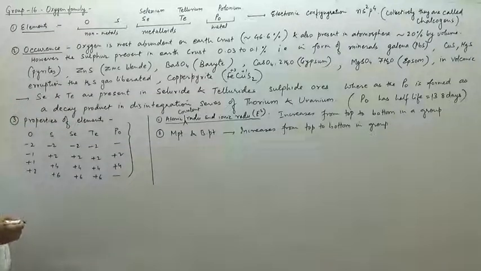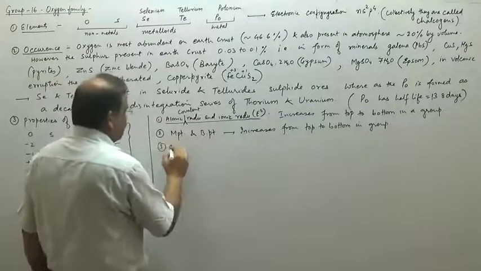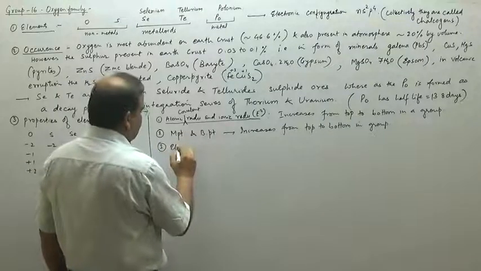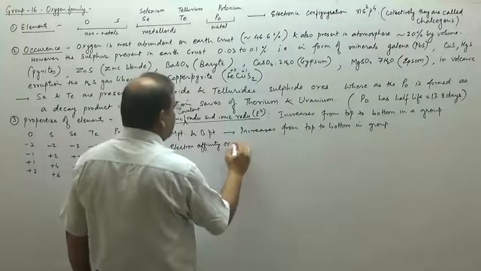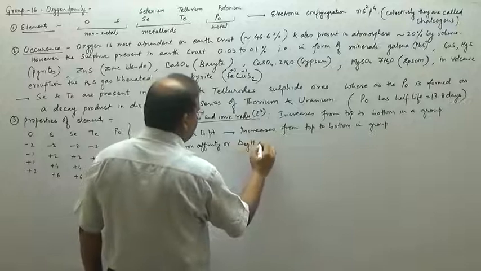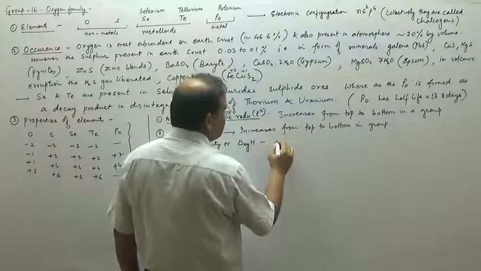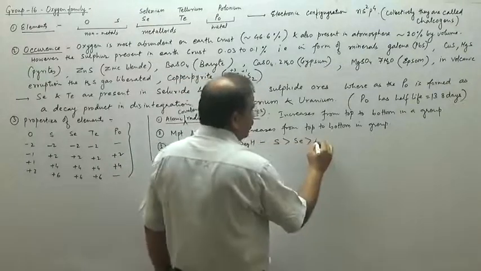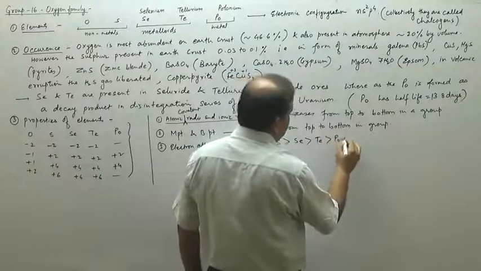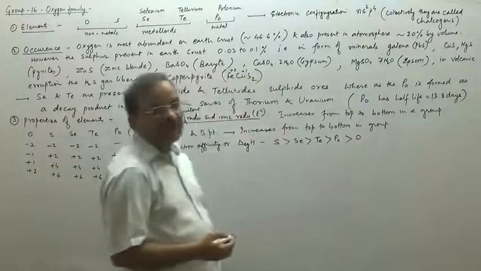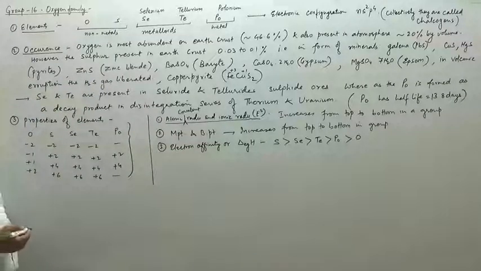If we talk about electron gain enthalpy, we'll write electron affinity. It will be better to write the electron gain enthalpy as delta H of the reaction. Sulfur has more than selenium, then tellurium, then polonium, and oxygen has the least electron gain enthalpy. That is how we can write the electron gain enthalpy order.